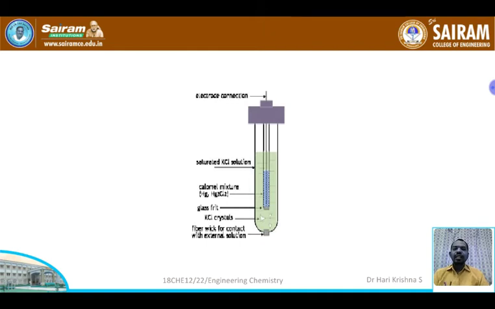Then you take a platinum metal, dip it in mercury and connect it with a copper wire for external connections. The remaining part of the glass tube is filled with KCl of known concentration. As discussed earlier, mercurous chloride is Calomel. Depending upon the electrode with which it is connected, the Calomel electrode will act either as anode or as cathode.